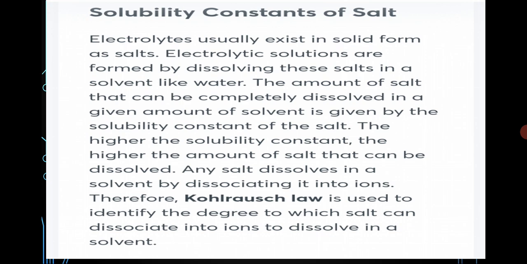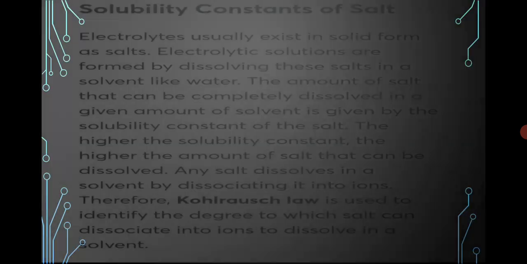Any salt dissolves in a solvent by dissociating into ions. Therefore, Kohlrausch law is used to identify the degree to which a salt can dissociate into ions to dissolve in a solvent.